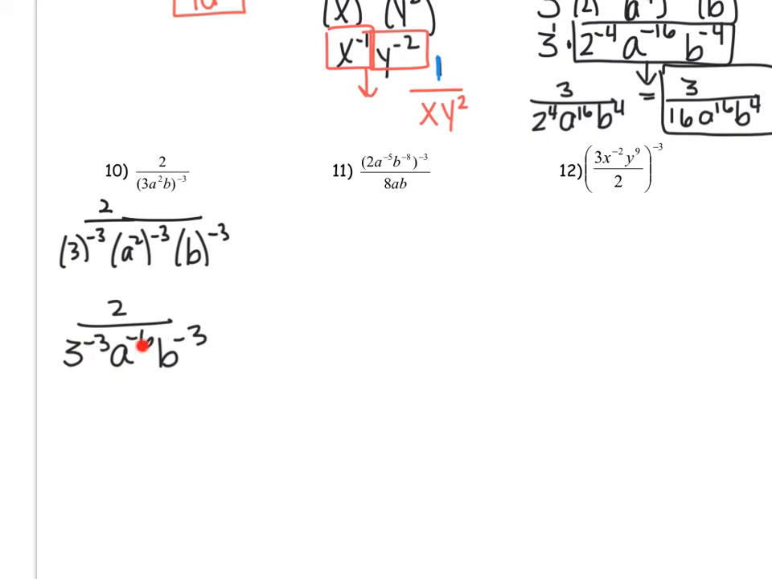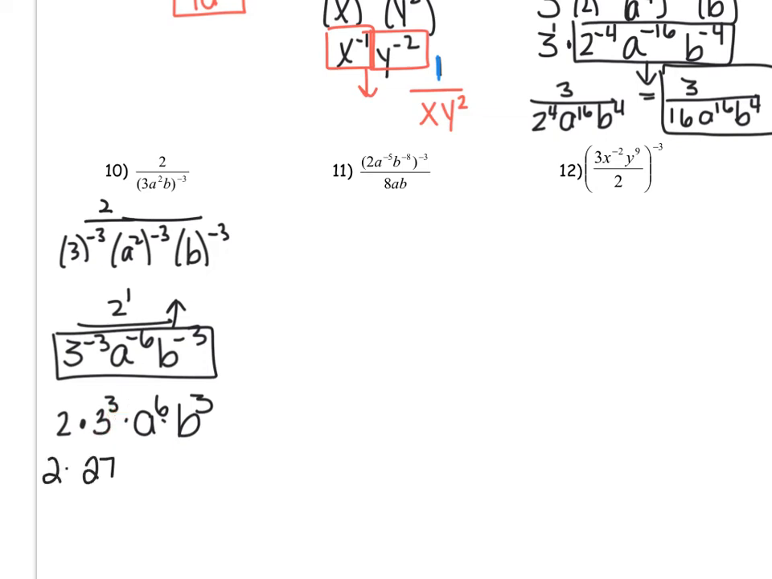Now everything with a negative power gets to be moved upstairs. This 2 has a power of 1, that's positive, so that stays. So all 3 of these are actually going to move upstairs. So we've got 2. Now that's joining it is 3 to the 3rd, a to the positive 6, and b to the positive 3, all being multiplied. Now I can multiply 3 to the 3rd, which is 27, times 2, which is 54, a to the 6th, b to the 3rd. Final answer.